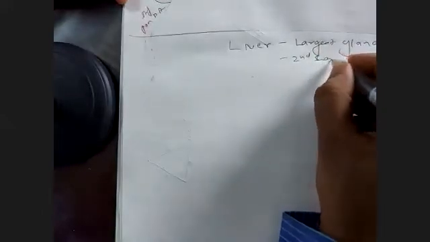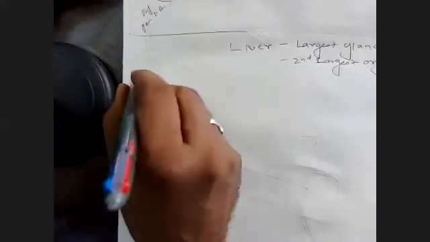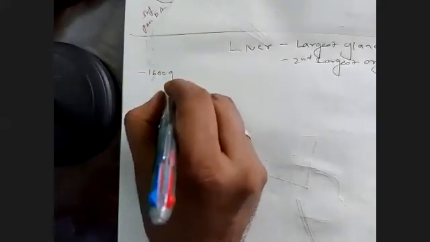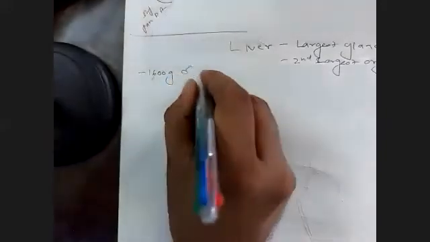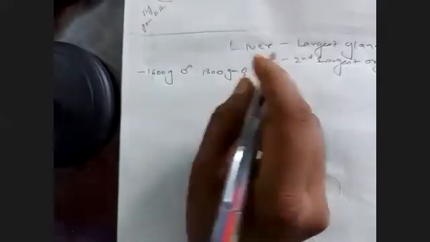Liver is the largest gland and the second largest organ. Largest gland in the body and second largest organ, the first largest organ being the skin. Now this liver weighs 1600 grams in males and 1300 grams in females. Okay. It is reddish brown in color.